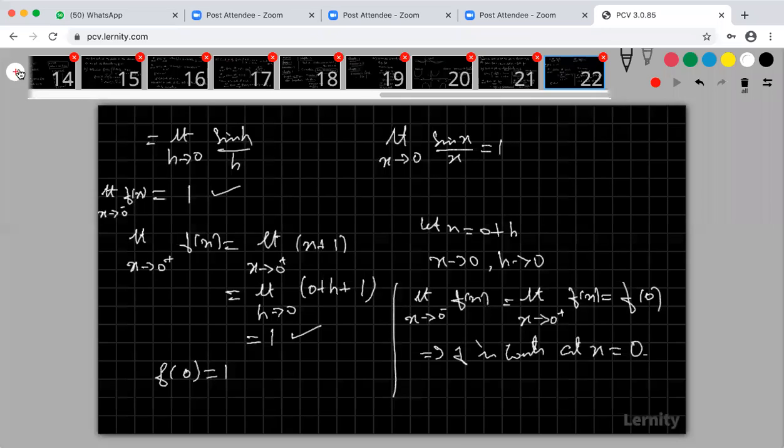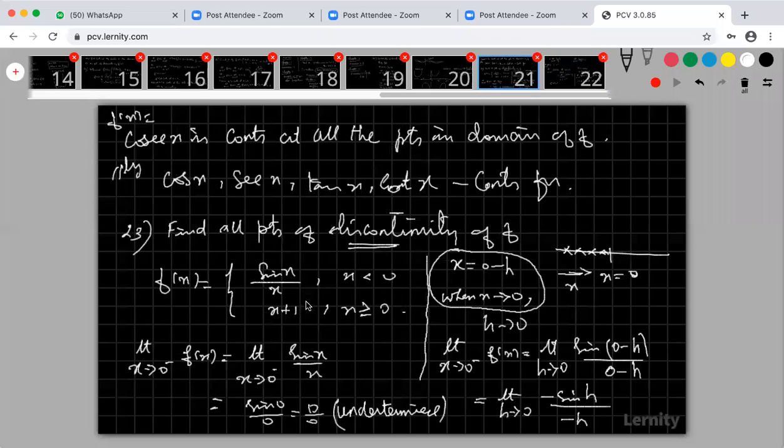Okay, so now come to the other points. Look at this one. Suppose x is less than 0, not equal to 0. Then this is separately continuous. Sin x is continuous, we have just discussed that. This is a polynomial function, which is also continuous.